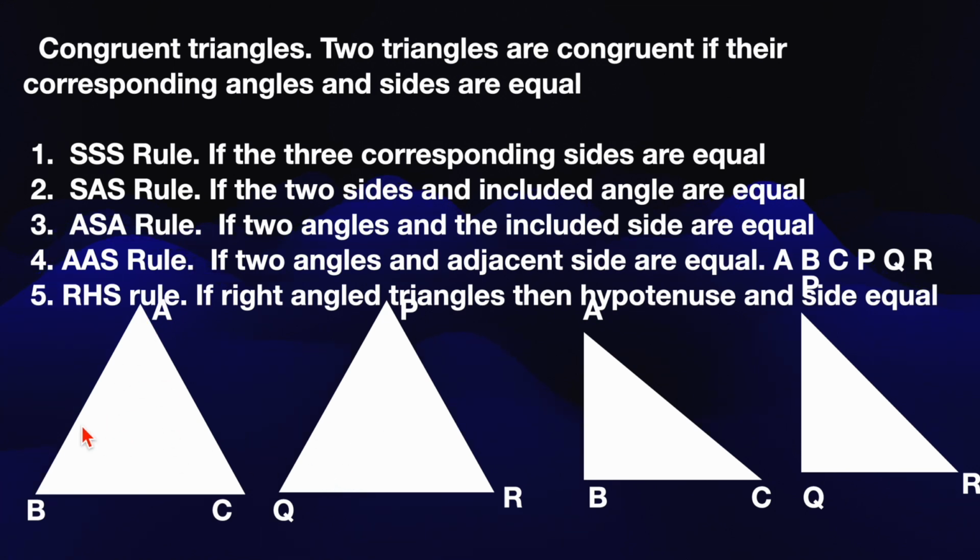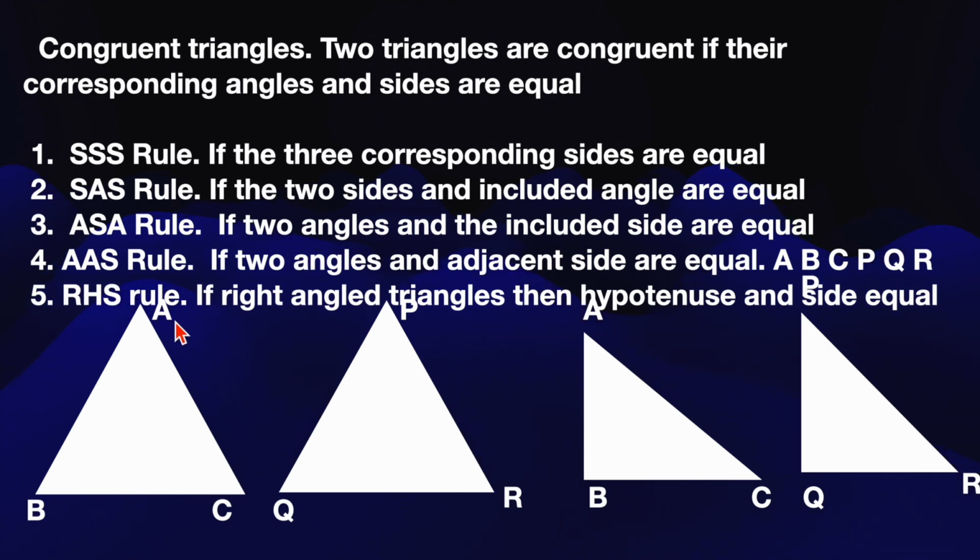So these are the corresponding sides, AB and PQ, AC and PR, BC and QR. So they should be equal. And what are the corresponding angles? Angle A and angle P corresponding, B and Q is corresponding, C and R is corresponding. So if they are equal, they are congruent.